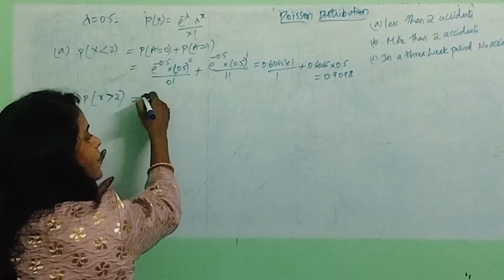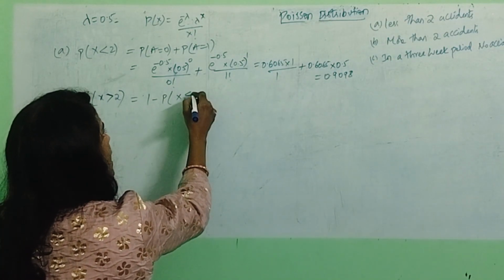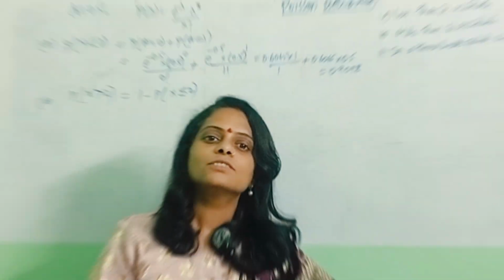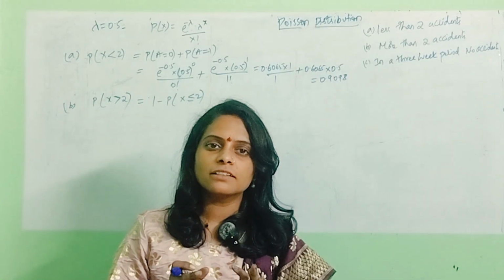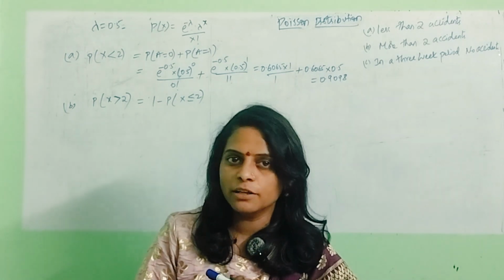So how do we calculate these types of questions? See here carefully. Probability of x greater than 2, more than 2 accidents, can be written as 1 minus P of x less than or equal to 2. Let me give a small example of that. In a class, I want to know how many students scored first grade marks.